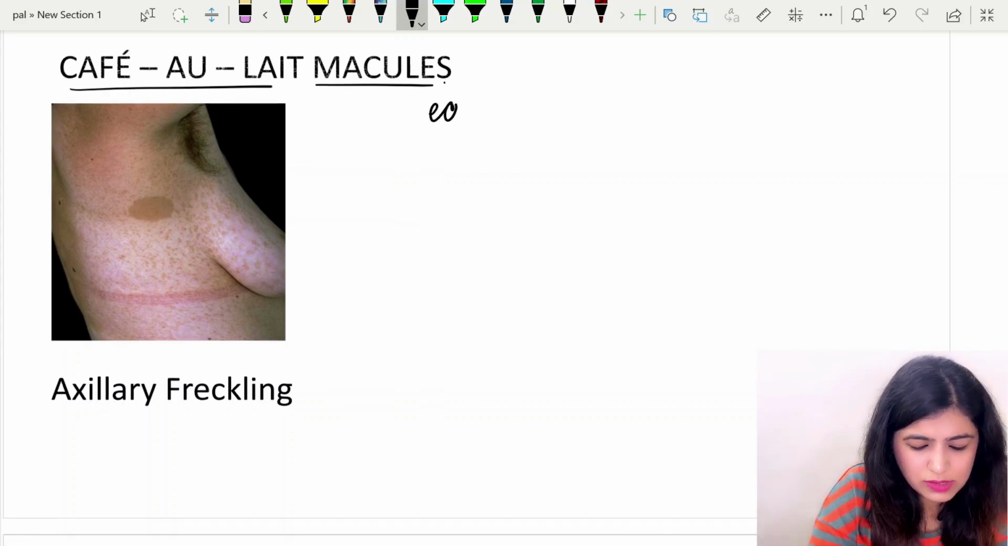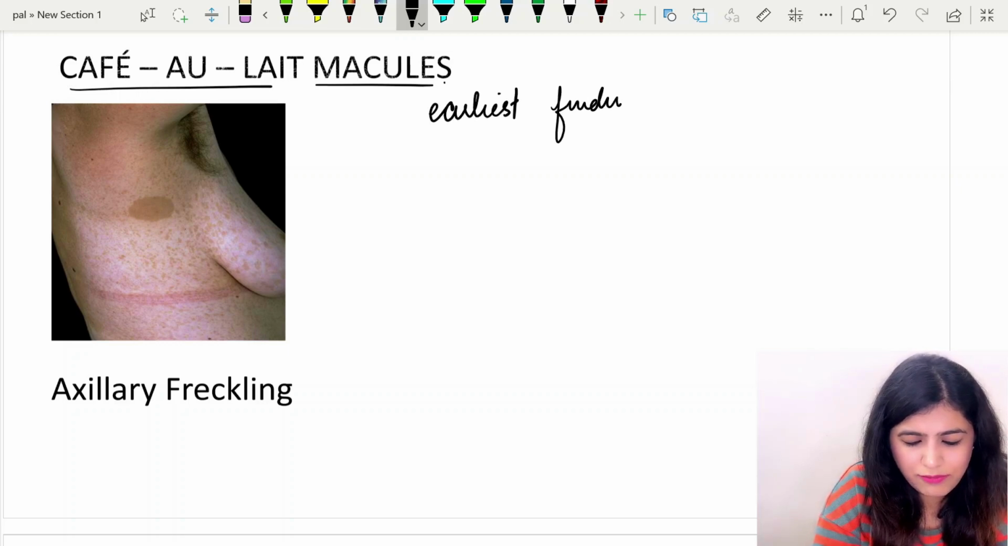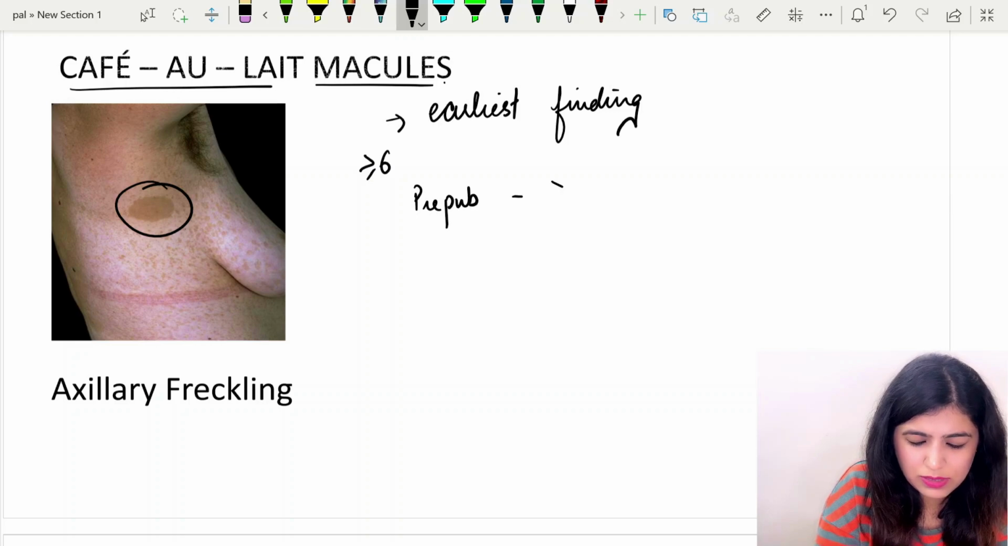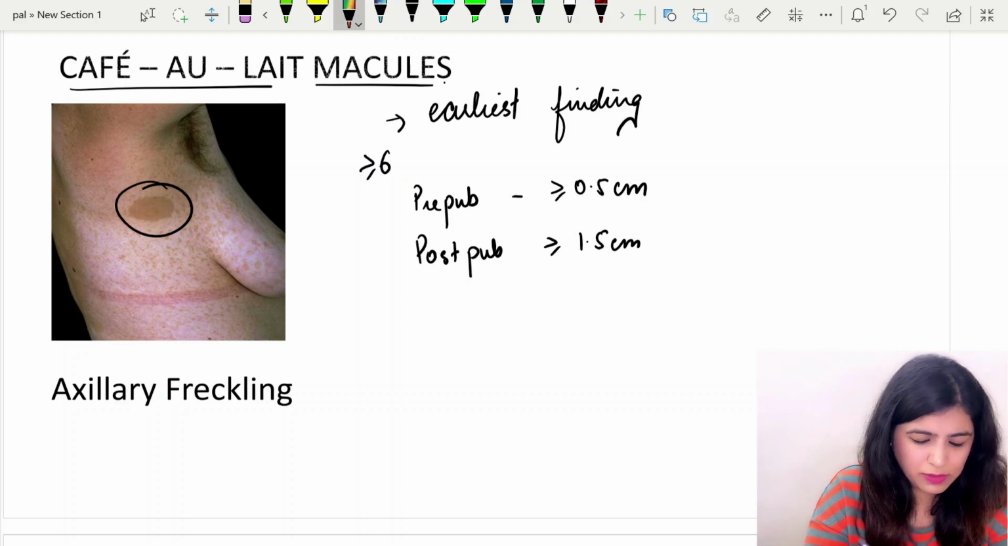Cafe-au-lait macules are the earliest finding in the patient. You have to have 6 or more. If the patient is pre-pubertal, the size has to be more than 0.5 centimeter. If the patient is post-pubertal, the size has to be more than 1.5 centimeter.